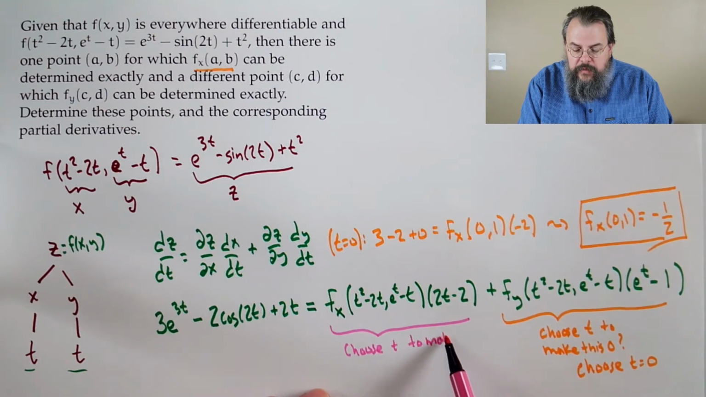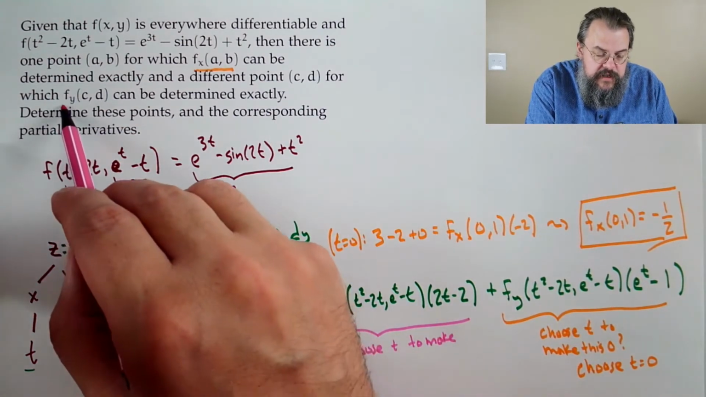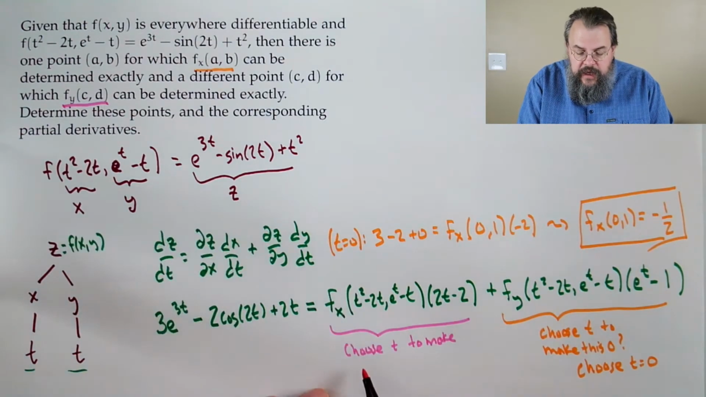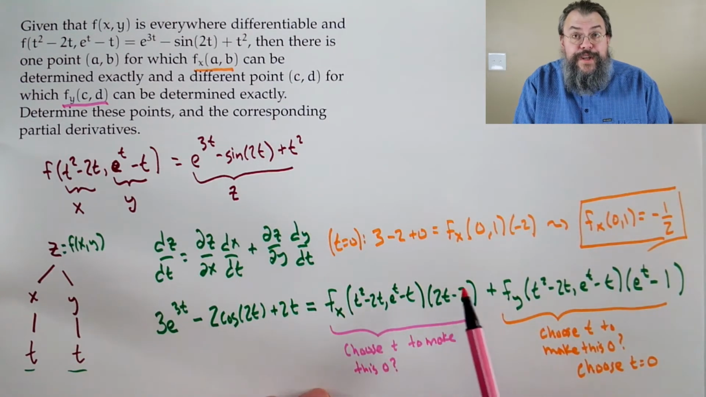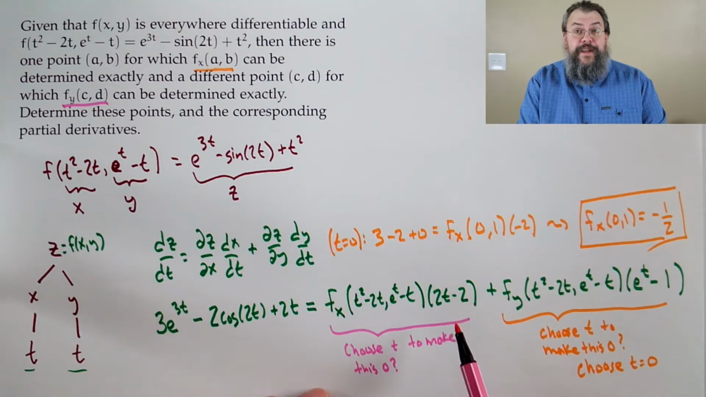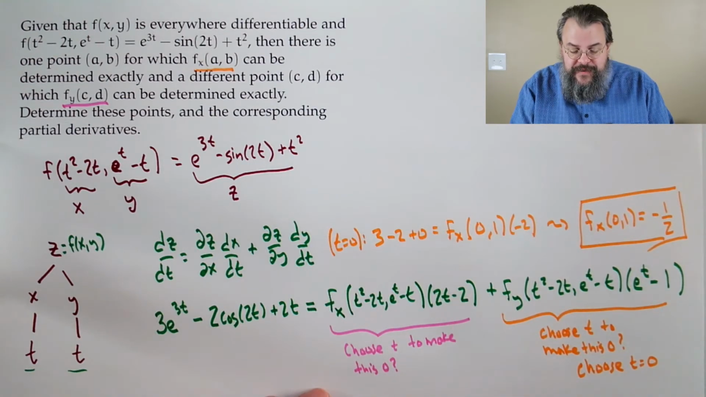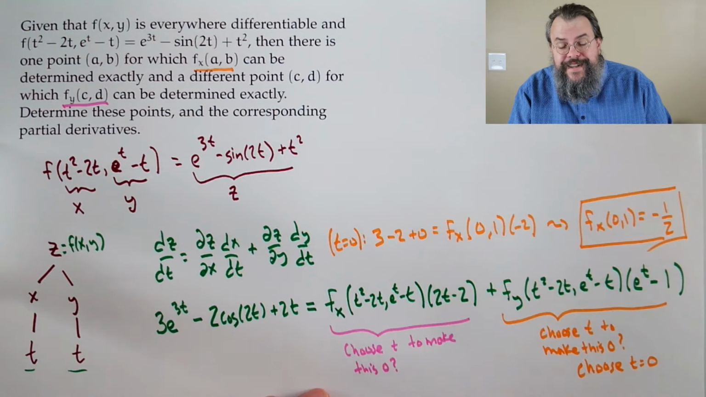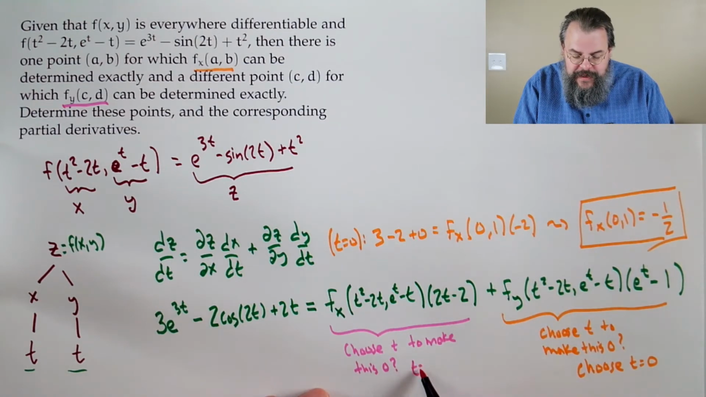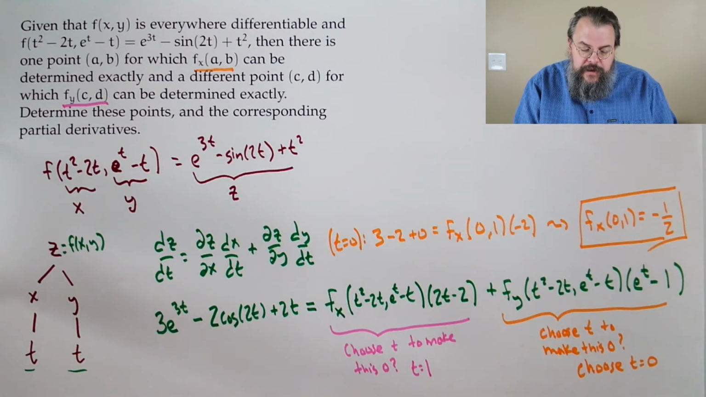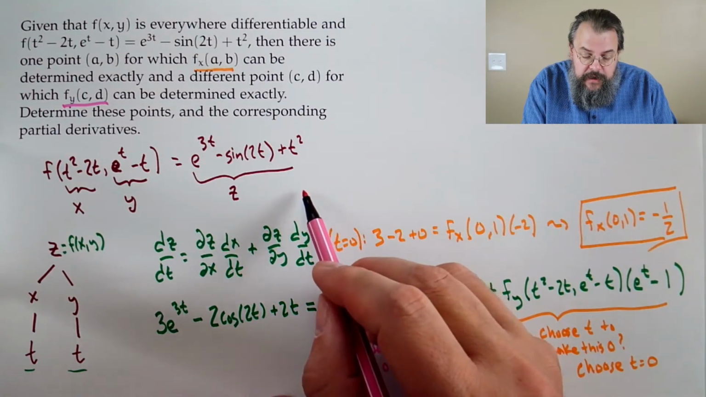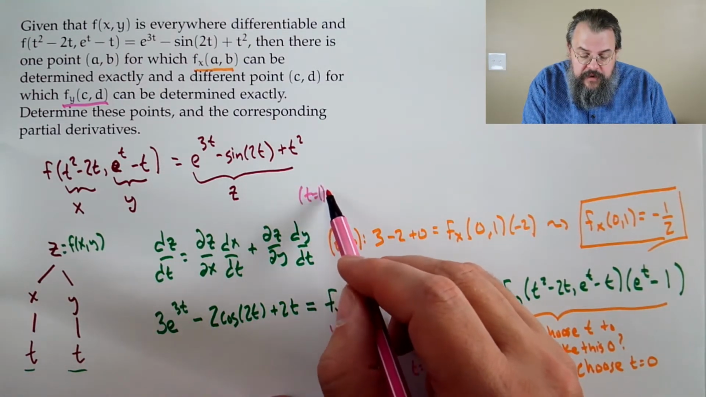Why? Well, because we want to find something which has an f sub y. Again, we don't really know a lot about f sub x, so not a lot of hope to make that 0. But 2t minus 2, there is hope to make that 0. What's a good choice for t? 1. Cool. Okay, great. So now we're going to plug in t equals 1 and see what happens.